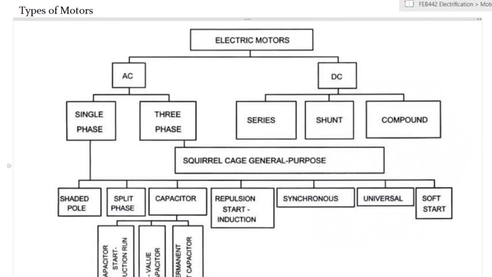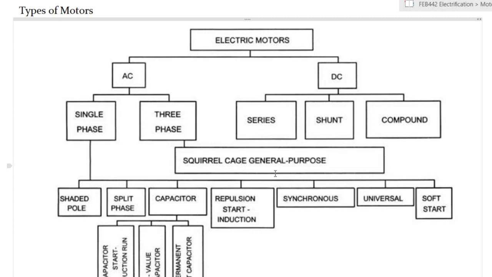So now, motors are some of the most useful applications of electrification in the world. The whole unit, we've been discussing the whole process of electrification, from generation to transmission and distribution. Now we are looking at the various applications of electricity as a source of energy.